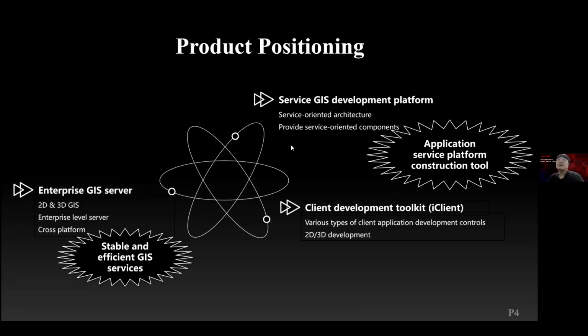And iServer is also a service GIS development platform. It is a service-oriented architecture and provides service-oriented components. And of course, iClient can work with iServer together. These two products cooperate with each other to provide the capability of secondary development of web GIS applications. So the client development toolkit, which is iClient, provides various types of client application development controls and 2D and 3D development.